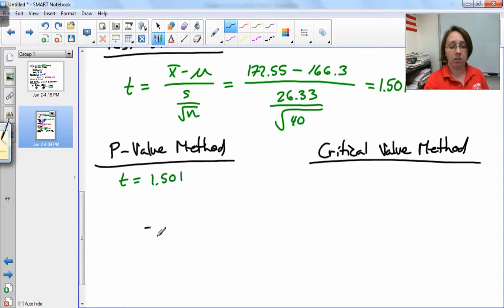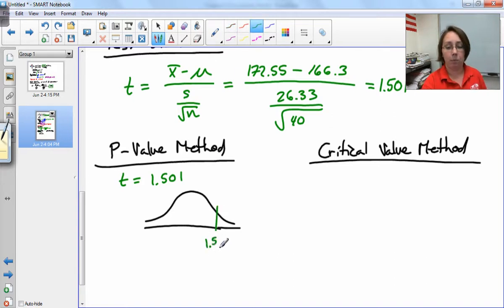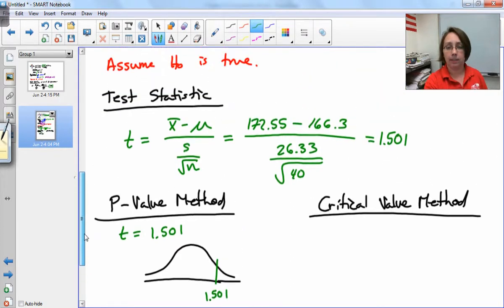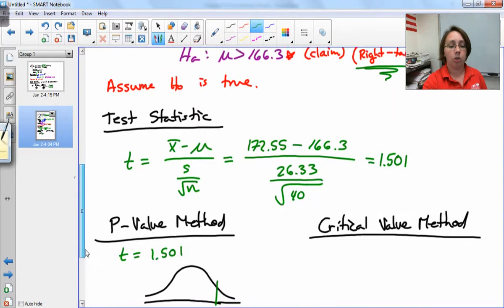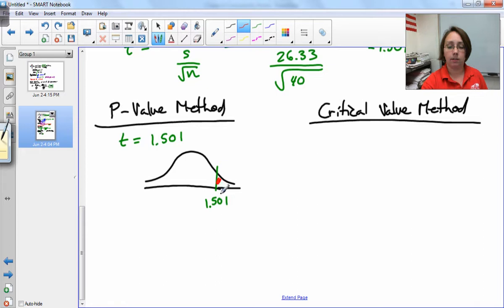I like to draw the picture. You don't have to, but I suggest it. It's a good practice. Mark your test statistic. This is a positive one, so it's on the right end. Now, which tail were we testing? Let's go back up. We determined it was a right tail test. So you need to shade to the right. You're looking for this area. In this question, the p-value, because this is a one tail, will equal the area that you find.